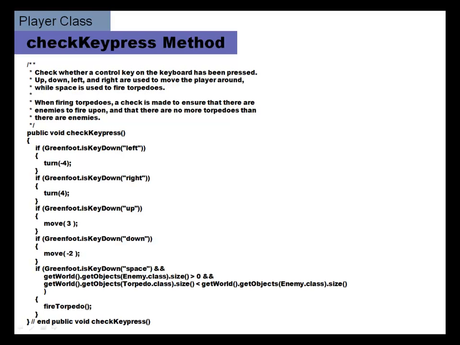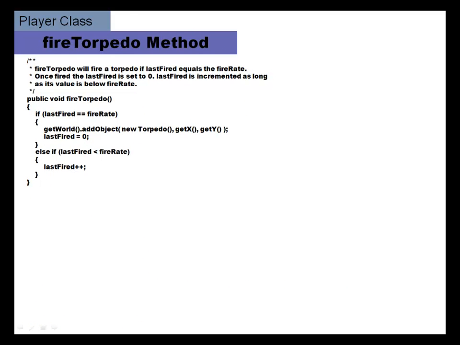However, besides having to meet the condition of space key press, a torpedo can only be fired if there are more than 0 enemies on screen and if there are fewer torpedoes than enemies. In the fire torpedo method, we check if the player can fire a torpedo by comparing last fired and fire rate. If they are the same, a torpedo is added, and if not, the counter is incremented.